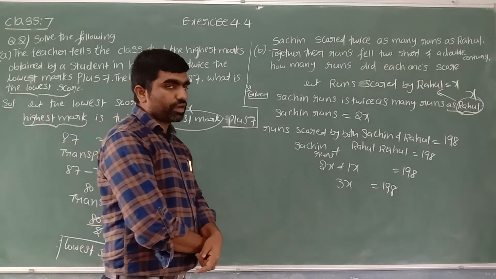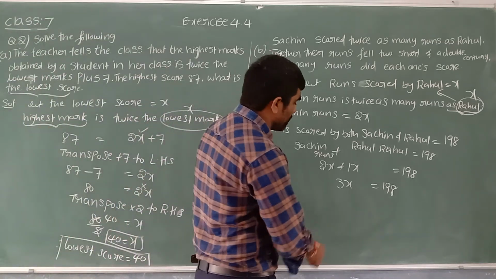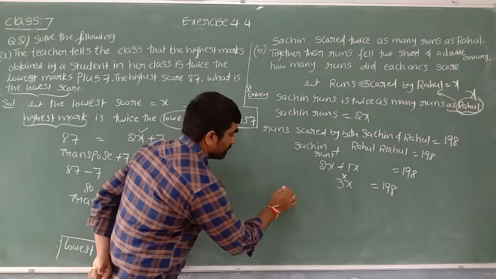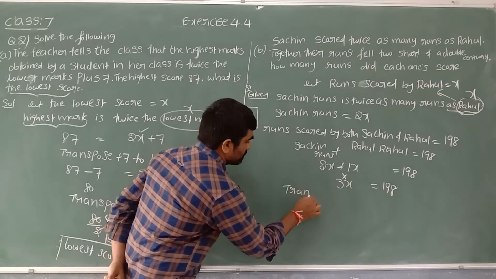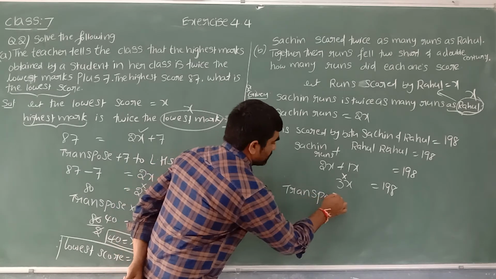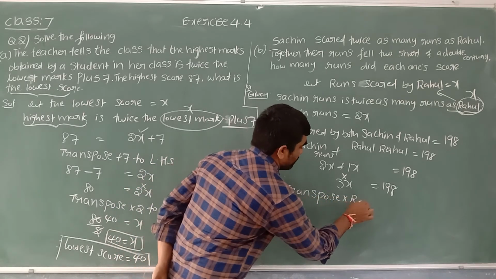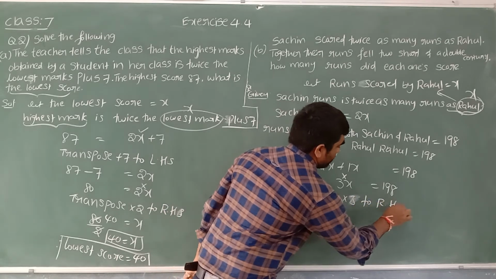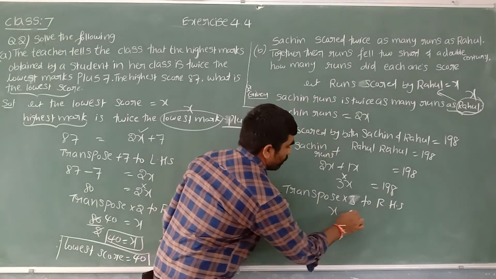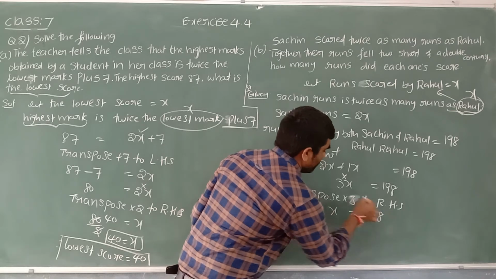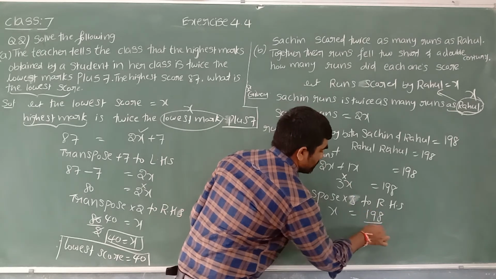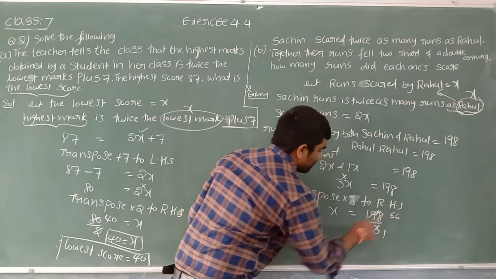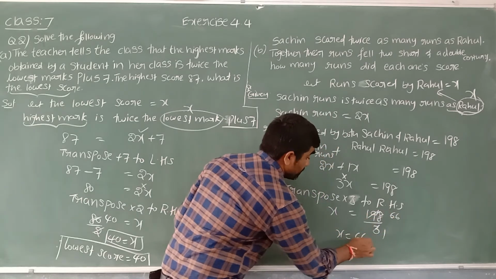Now solve this simple equation by using the method of transposing. In between there is no symbol, it is into. Let us transpose into 3 to the RHS. Transpose into 3 to the right hand side. So x is equal to 198 divided by 3. Simplify: 3 ones are 3, 3 sixes are 18, 1 left. Again 3 sixes are 18. x is equal to 66.